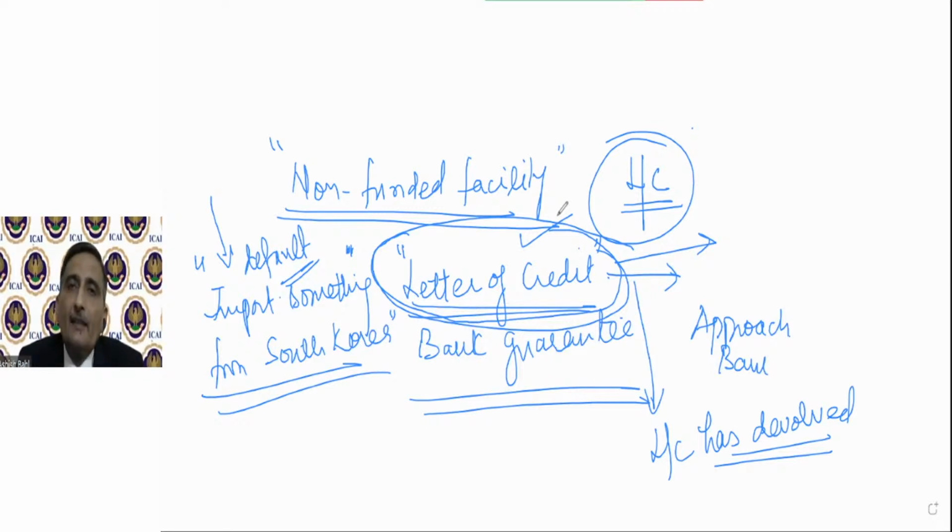Similarly, bank guarantee. Say banks issue guarantees for various things. Say I want to import goods again, say from South Korea, and I want to avail a concessional rate of custom duty under some scheme of the government of India, on the condition that I would be meeting some obligations later on.